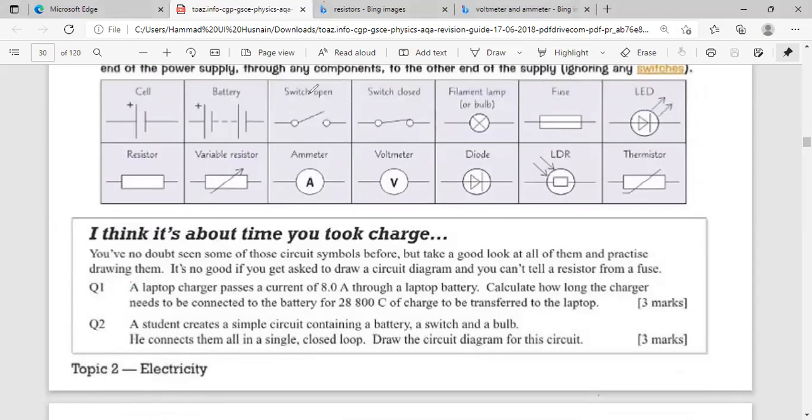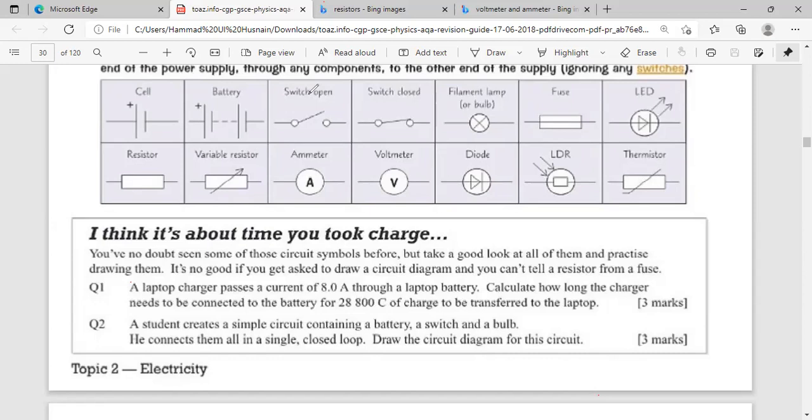Now moving forward to a question. Can you solve this question? This is very easy. Numerical question number 1. Can you read it? A laptop charger passes a current of 8 amperes.